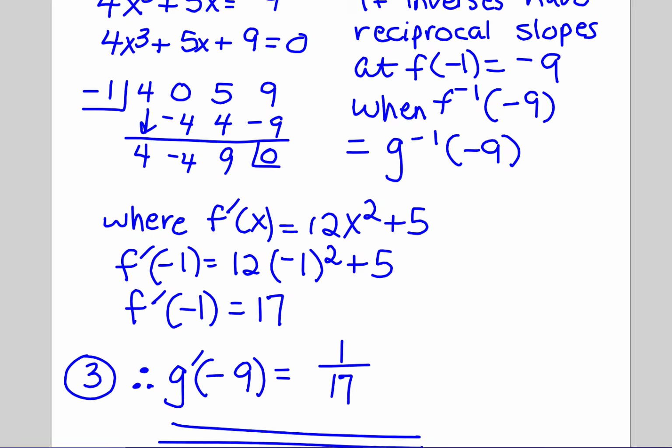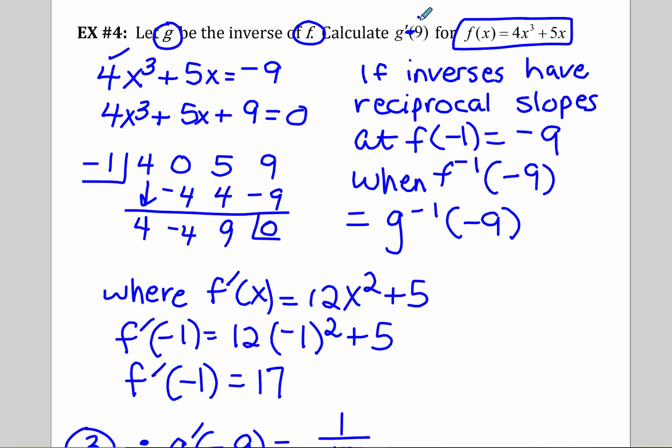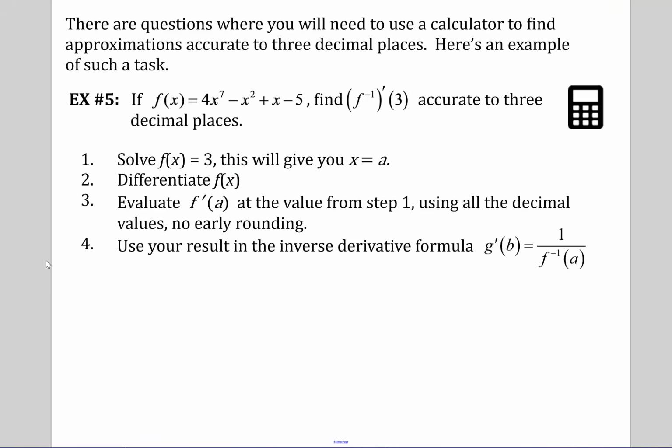Okay, so this looks like I need to go back and change this to match your student notes. That should be a -9 there. In example 5, let's see what this says. So we're going to need a calculator. There's questions where you'll need to use a calculator to find approximations accurate to 3 decimal places. Now you know you can either truncate, that means just stop at 3, or you can use proper rounding rules and round as you see fit on the AP exam.